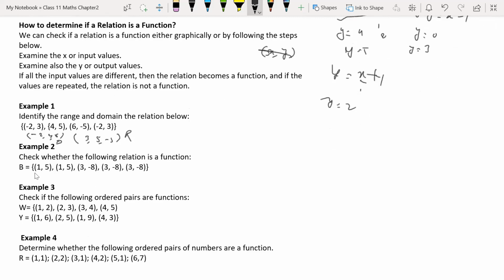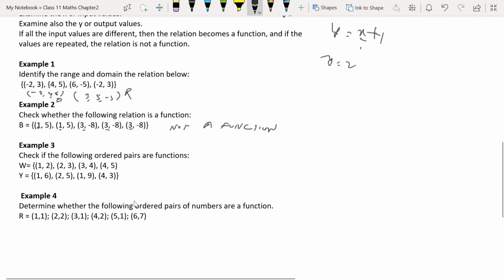Check whether the following relation is a function. For a relation to be a function, the values of input must not be repeated. But here we have 1, 3, 3, and 3. These inputs are repeated. It means it is not a function. I hope you understood it well.